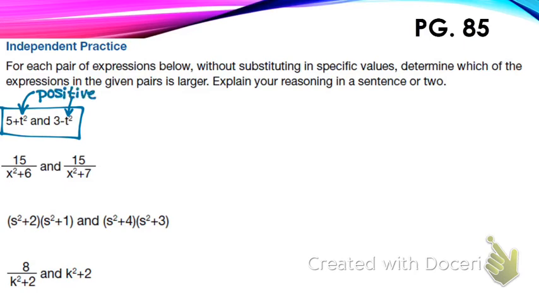So 5 plus a positive number. And the other one is 3 minus the same positive number. Which one would have to be bigger? First one.